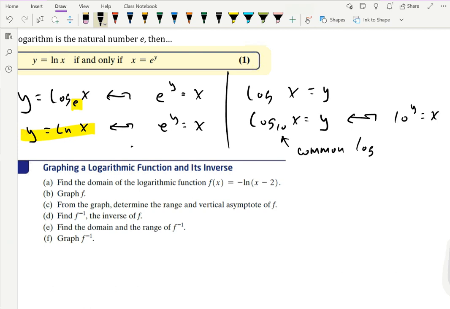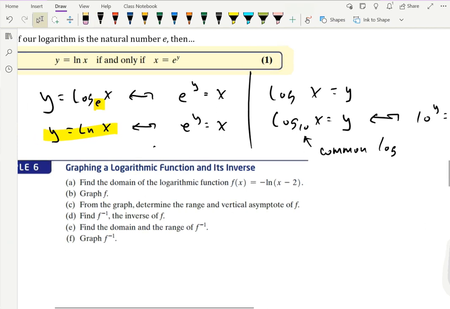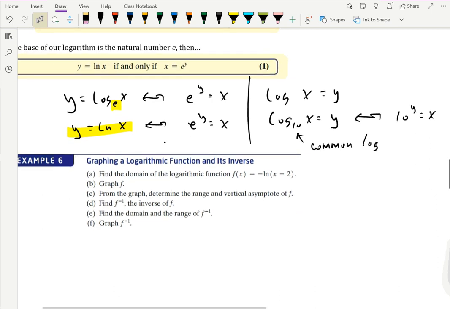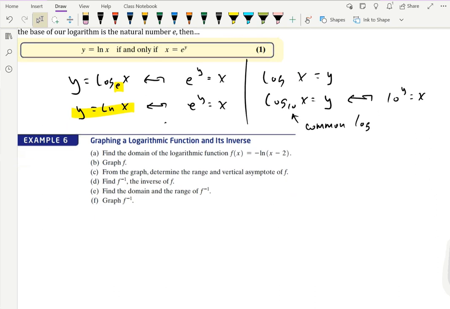So we have two special logs here. We're going to get to the common log in one of the next examples, but I'll bring it up at this point just to illustrate that we have two special logarithms that we use very consistently. One is the log with base e, and the other is the log with base 10. If we have base e, we have the natural log, the log of the natural number, ln.